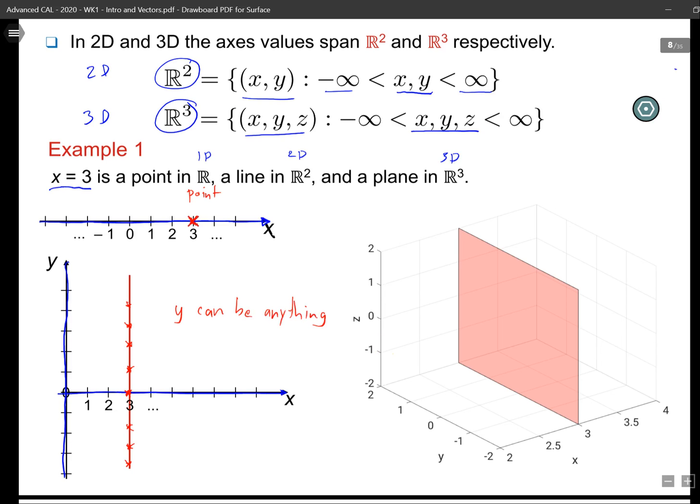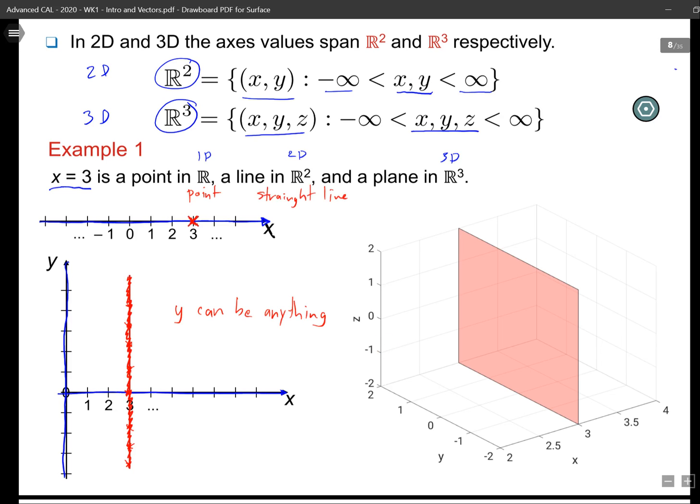Because y hasn't been specified by the problem, y can be anything as long as x is equal to 3. And that's why in this case, the same information, x equal to 3, becomes a straight line in 2D. Now, what about in 3D?